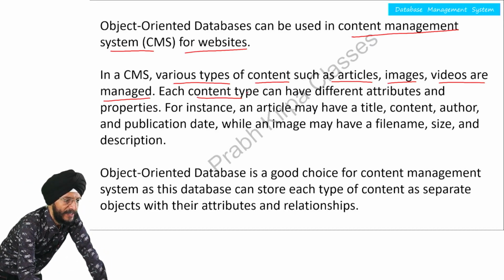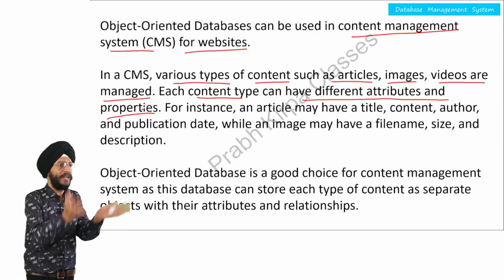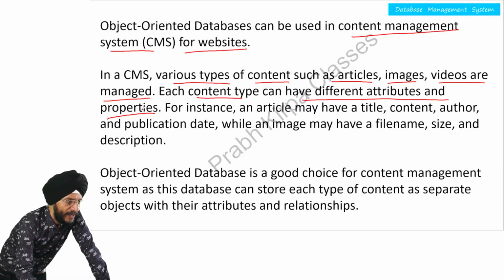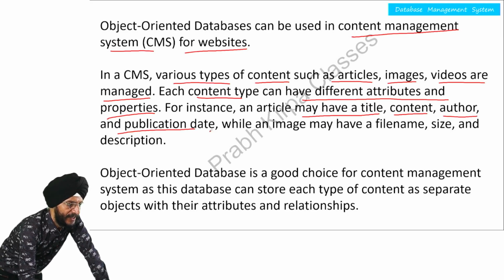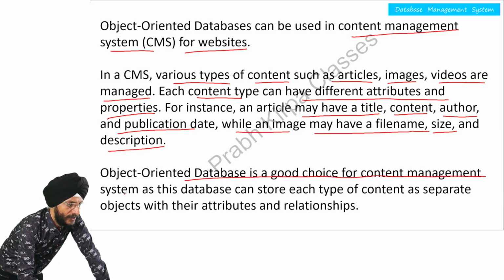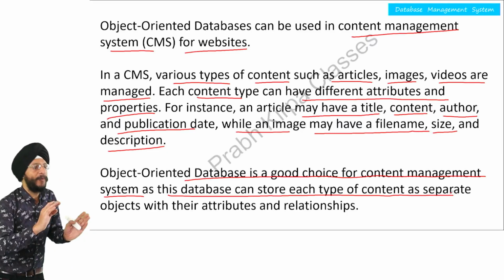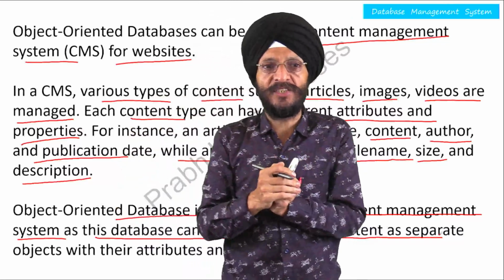Each content type, that is article, images, videos, can have different attributes and properties. That is, all this type of data has its own characteristics. For example, an article may have a title, content, author, and publication date, while an image may have a file name, size, and description. An object-oriented database is a good choice for a content management system, as this database can store each type of content as a separate object with their attributes and relationships.